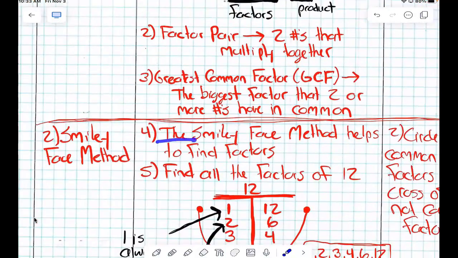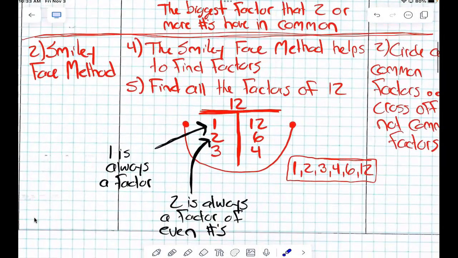All right, so we just already talked about the smiley face method, right? So let's talk about how the smiley face method works. So we have a problem in which you have to find all the factors of 12, yes or no? Okay, so we make, what's this thing that we make? A T-chart. And what do we call the T-chart? 12. We call the T-chart 12 because we're trying to find all the factors of 12, yes?